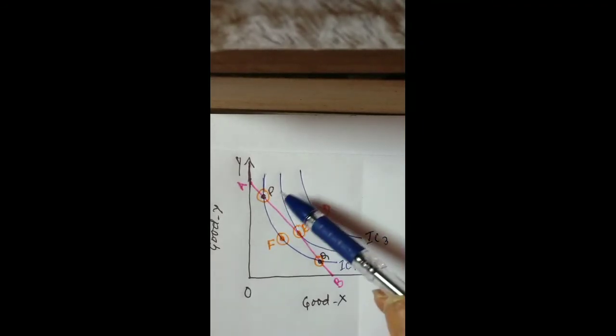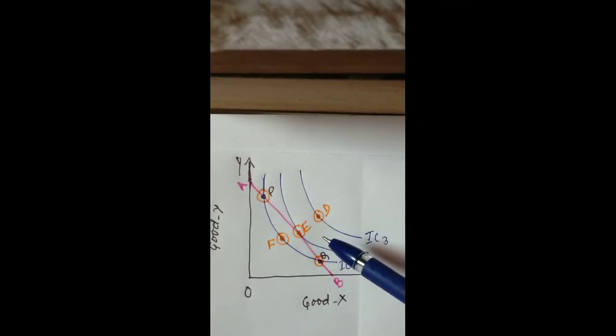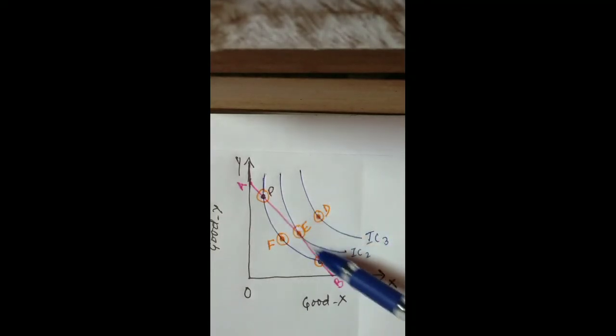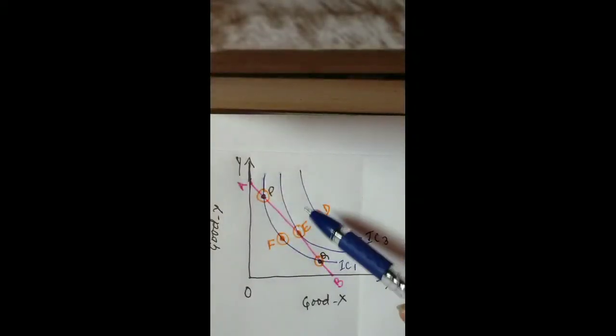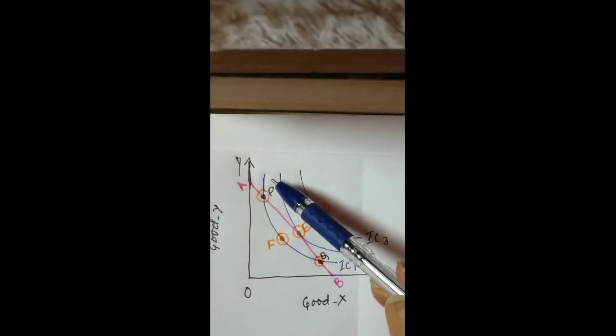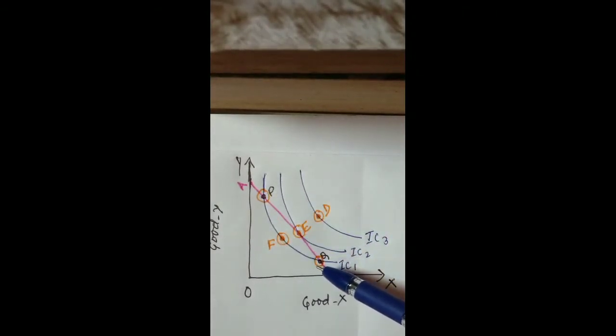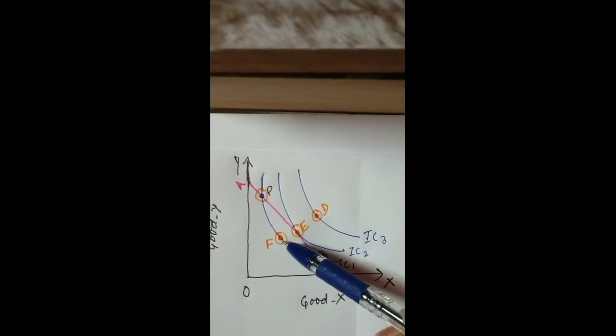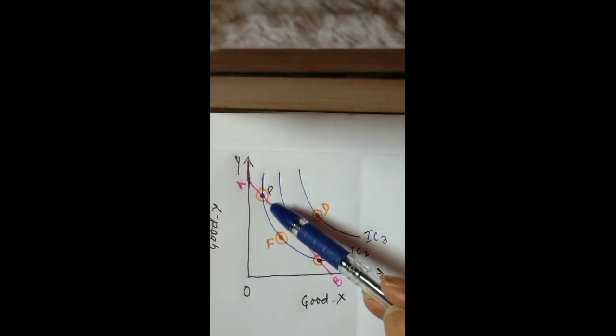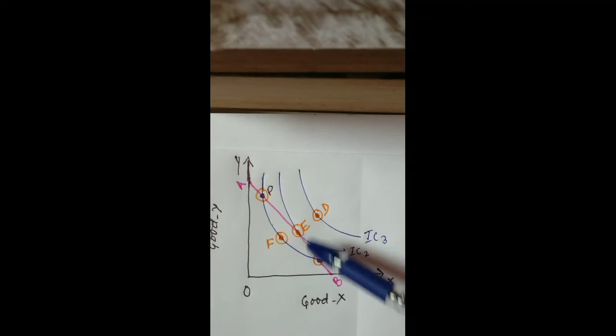Now come to combination P and Q. These two combinations are on the budget line of the consumer. It means these two combinations can be purchased by the consumer, but he will not buy these because they are situated on a lower indifference curve, giving lesser satisfaction to the consumer. This is the lowest indifference curve in this diagram. It means the level of satisfaction on this indifference curve will always be less than the other two indifference curves.